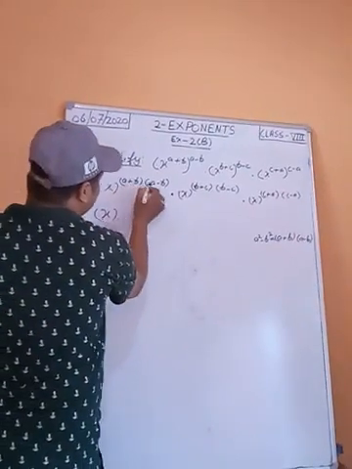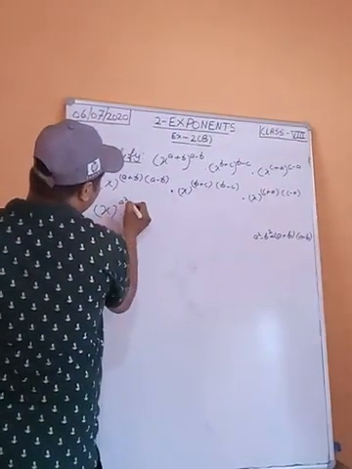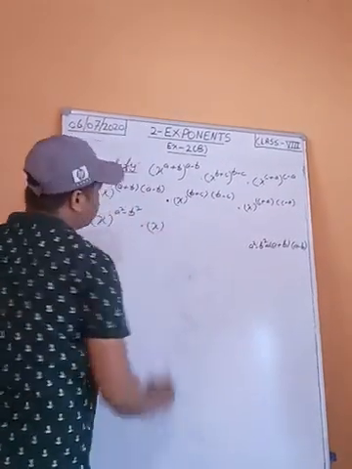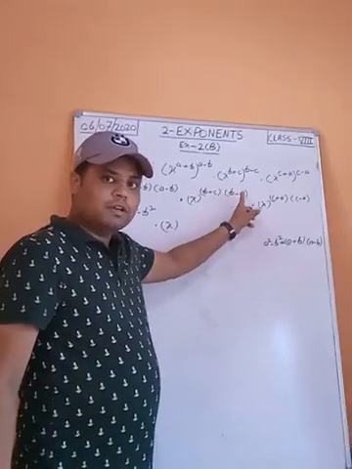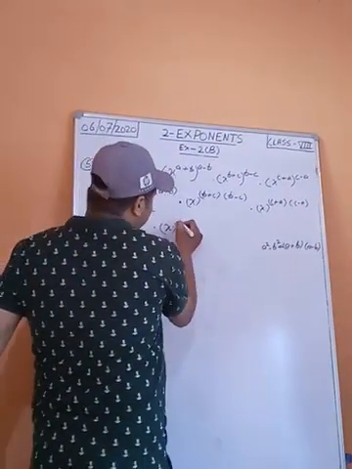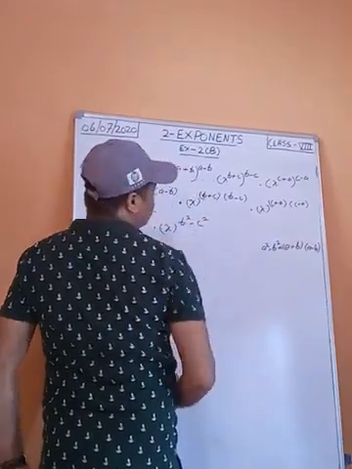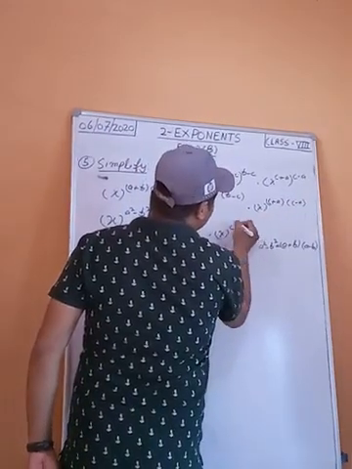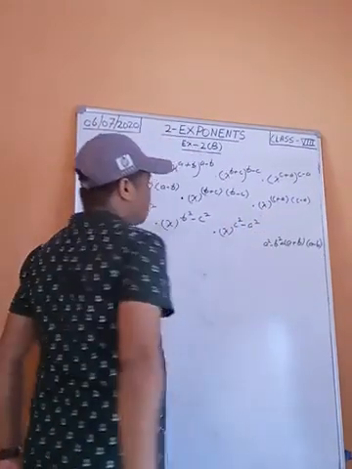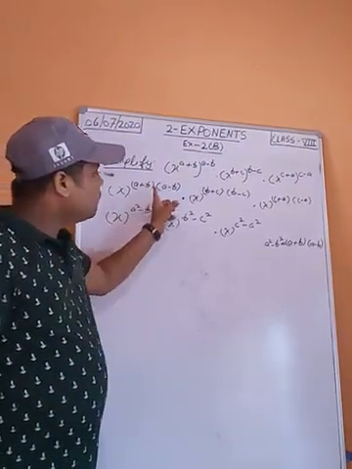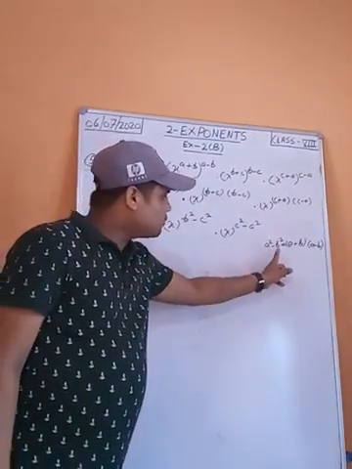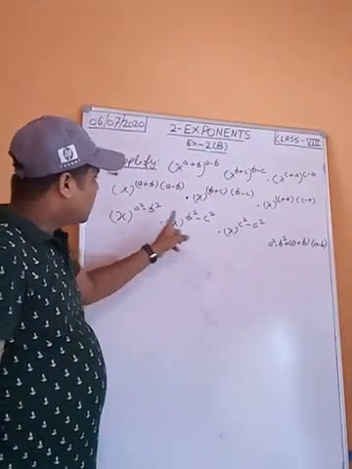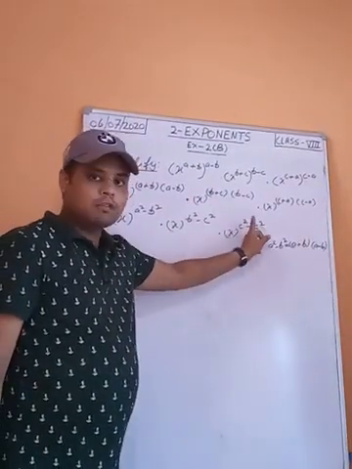So (a plus b)(a minus b) means a square minus b square. In the same way, x raised to power (b plus c)(b minus c) means b square minus c square. In the same way, x raised to power (c plus a)(c minus a) means c square minus a square. In all the multiplications we are using a square minus b square is equal to (a plus b)(a minus b).